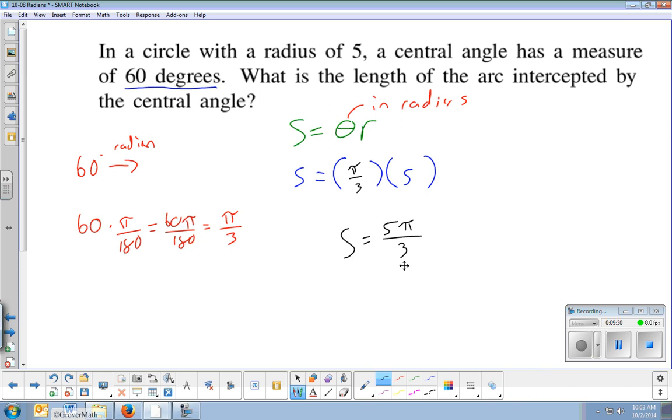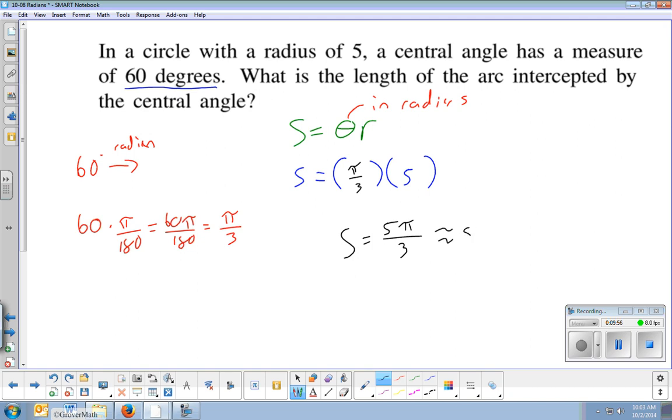And that's my answer. Now, if the question was more specific and said, what's the arc to the nearest tenth, I would do 5 times pi over 3. And let's just find out what that is. Let me type into my calculator now. 5 times pi divided by 3. It is an arc of 5.235, let's say about 5.2 to the nearest tenth.